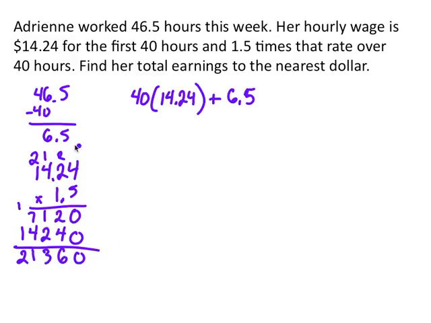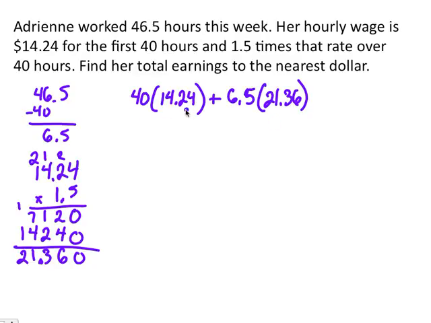And then remember your decimal point, you count over 2 places for the top one, 1 for the other one, so we need to move our decimal point 3 places. So the rate that she's being paid is $21.36 for those last 6.5 hours. So when we do this, it'll tell us how much total she's going to be paid.